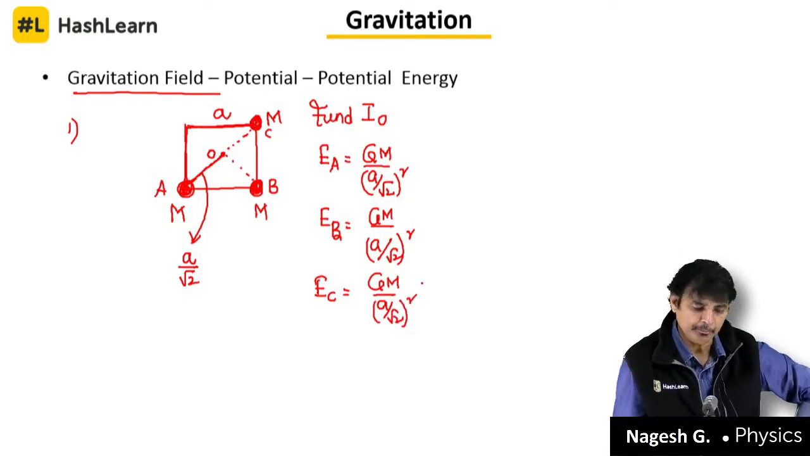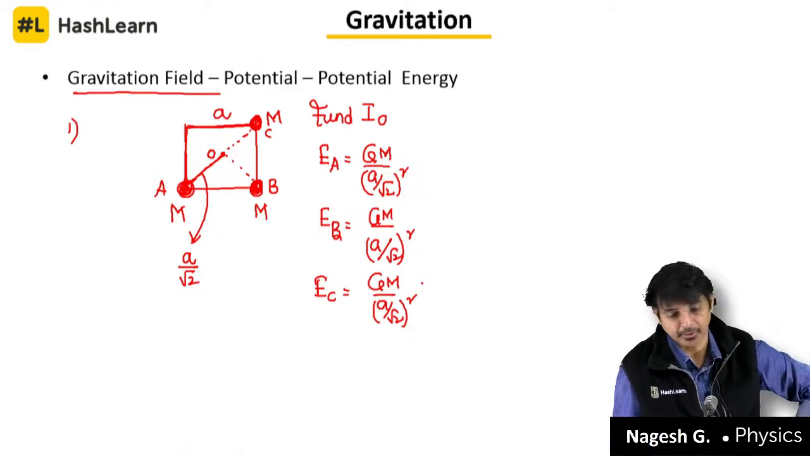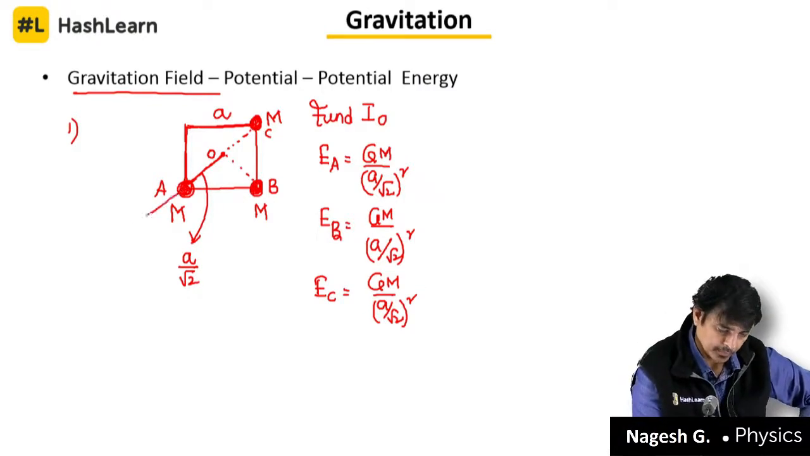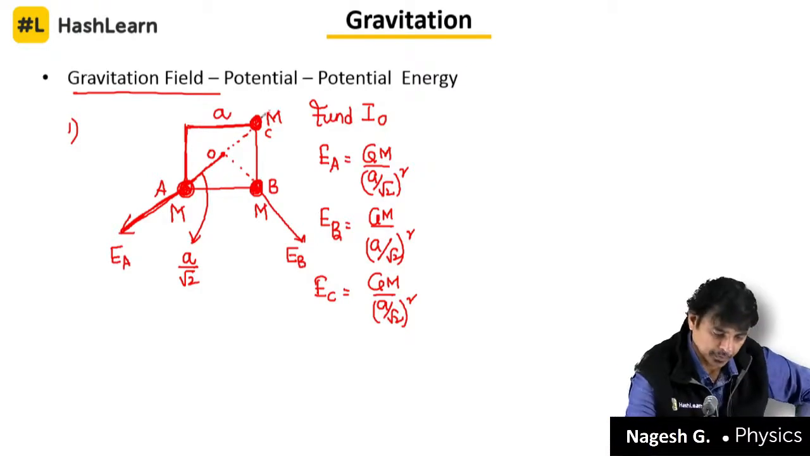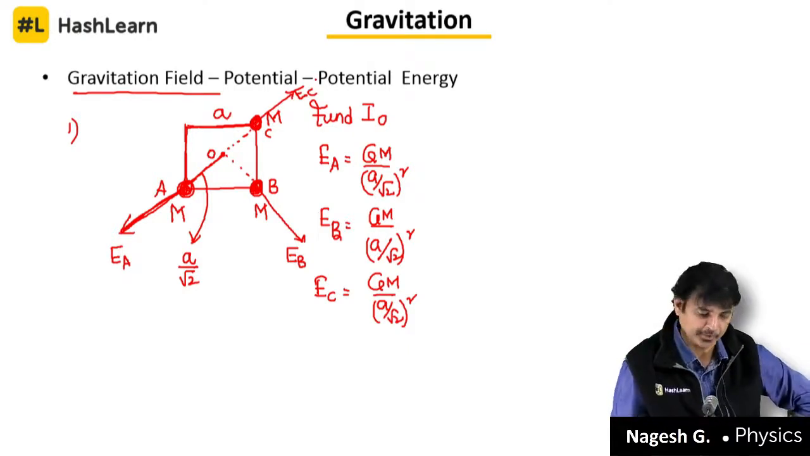So, we have computed the individual fields due to the individual masses at A, B and C. Now, you cannot add them directly. Why? Because field being a vector, you have to take the help of parallelogram of vectors. See, these are the vectors drawn. This is EA and this will be equal to EC, as I said, the direction of the field is towards the central body. So, you have to represent the field with the help of a vector.